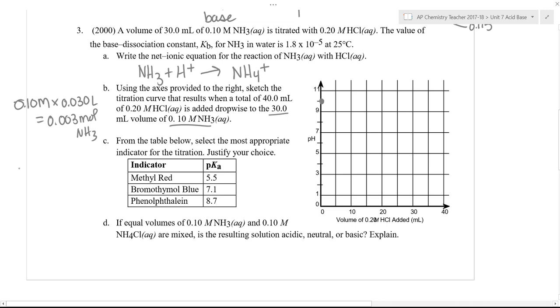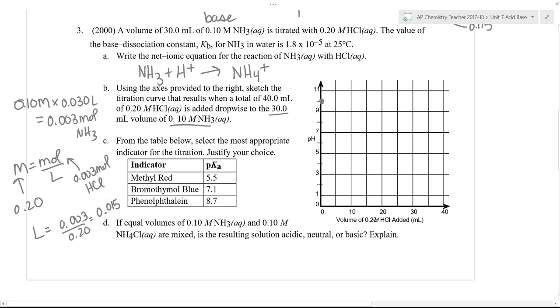So let's rearrange this. Moles equals molarity times liters. If you want 0.003 moles of HCl and the molarity of HCl is 0.20, you should be able to rearrange and solve for volume. So liters is 0.003 divided by 0.2, which ends up giving you 0.015.